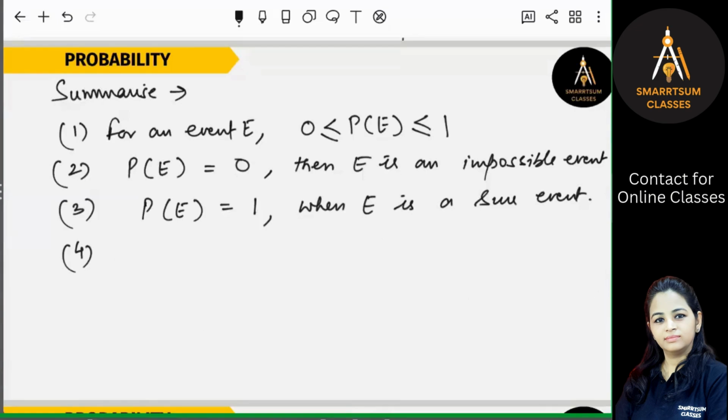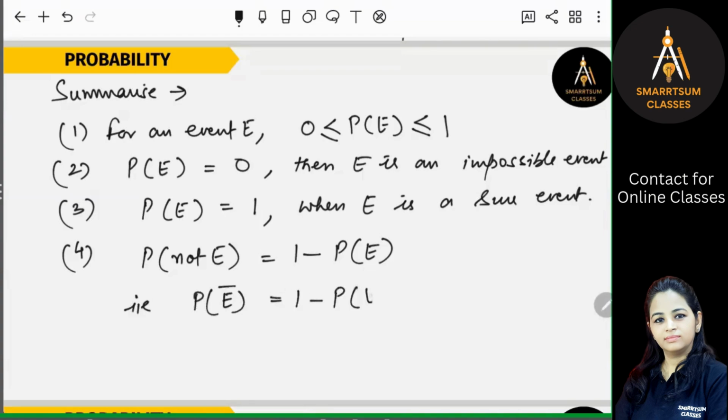And the fourth point to summarize here is P of not E, meaning the complementary event, is equal to 1 minus P(E). Is it clear? That is the probability of the complementary event. You can also write it this way: P(E) is equal to 1 minus P(E bar). Is that clear? Okay. So this is how we can summarize all these things. Now let's start how to do the questions.